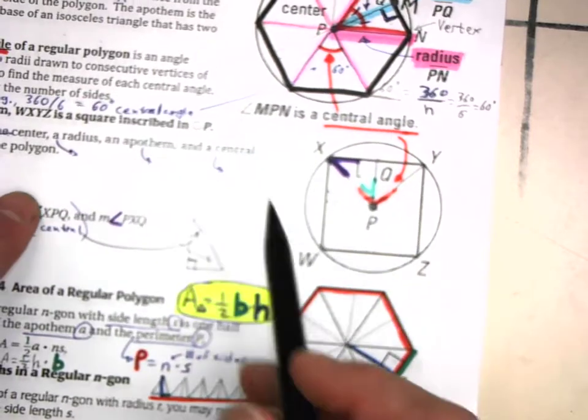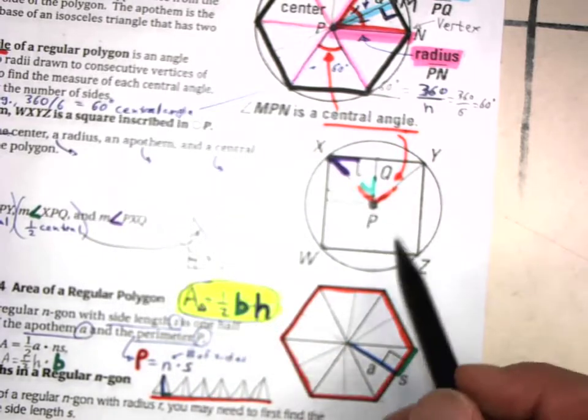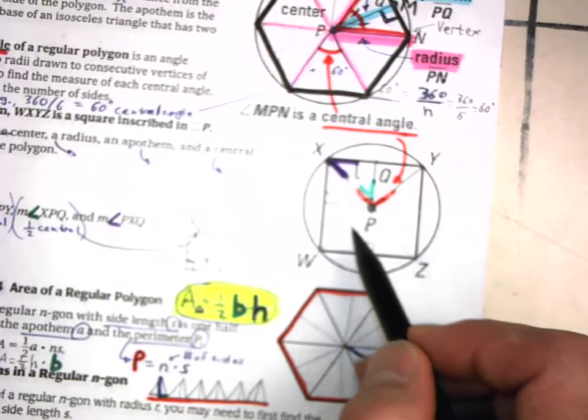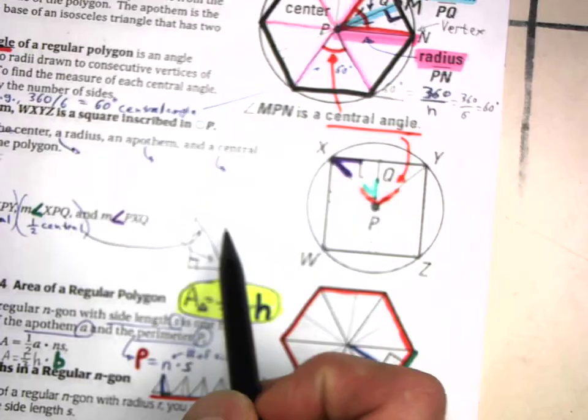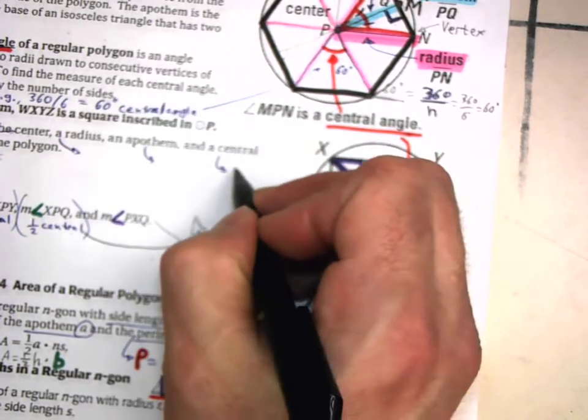And then also give me the designation for the central, or one of the central angles. In fact, how many central angles are there in this guy? There's going to be 4, because there's 4 sides. So in fact, why don't you go ahead and write out all 4 central angles.